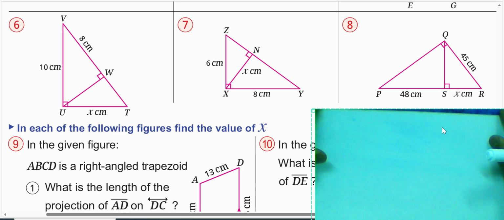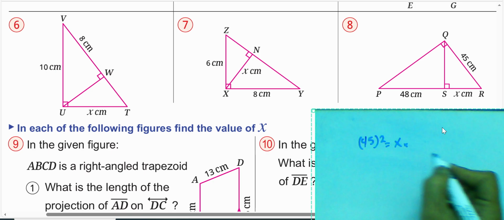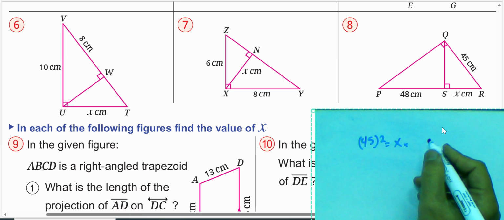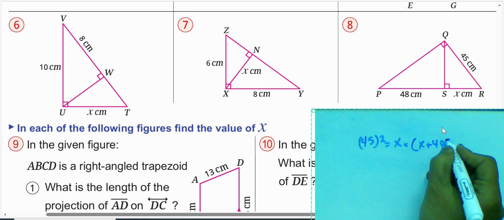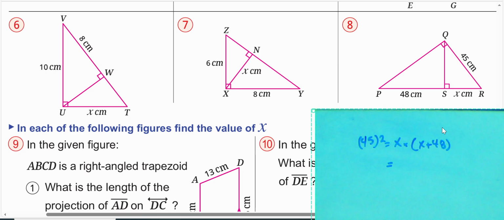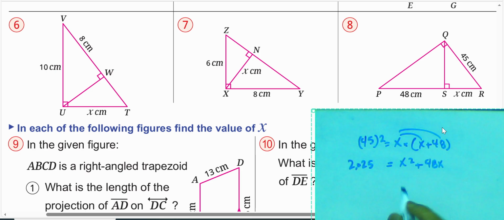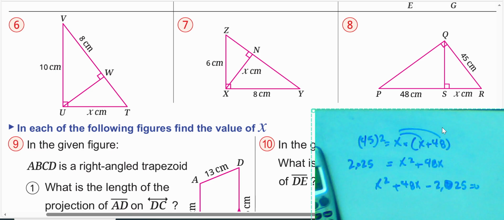Question 8. We want to find x. We know 45 power 2 equal x product by x plus 48. Okay, 45 power 2, the projection here x product by the length x plus 48. Then 45 power 2 equal 2025, x times x power 2 and x times 48 will be 48x. Then you can factorize this expression: x power 2 plus 48x subtract 2025. This expression you can solve by using a calculator.